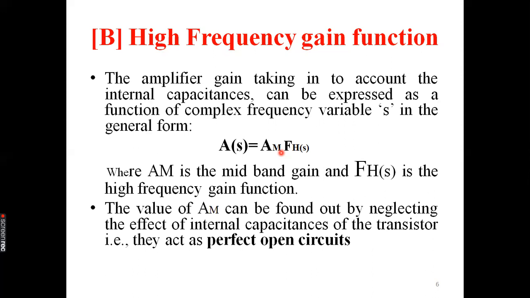Suppose FH of S is 1 by root 2, then my gain has been reduced to 0.707 or 70.7% of the maximum value. Then we can say that gain is the 3 dB gain, and the frequency at which I am achieving this particular gain is called the 3 dB cutoff frequency. Understood? So FH of S is nothing but the factor that is multiplying AM, and it reduces our gain by a particular factor, isn't it?